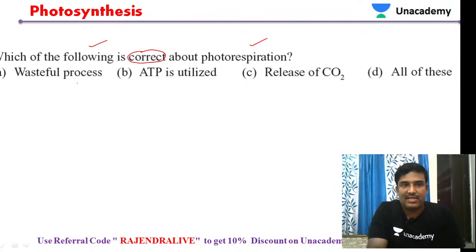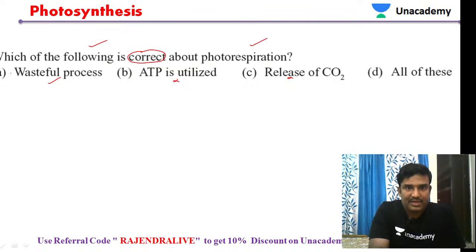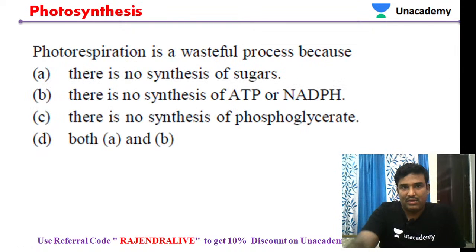We discussed in today's class that photorespiration is a wasteful process, so no doubt statement A is correct. Here ATP is not utilized, there is no synthesis of ATP, so option B is wrong. There is no release of carbon dioxide as such; they take carbon dioxide, but 1/4 of the carbon dioxide is lost in the form of phosphoglycolate, and it is not helpful to the plants. That is the reason it is called a wasteful process. So option A will be our answer. Next question.